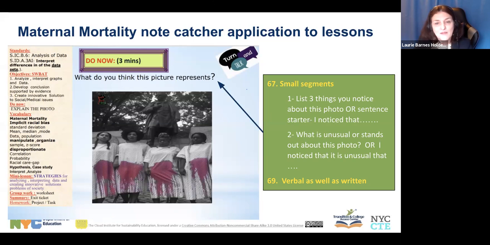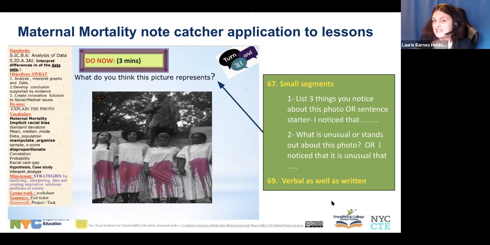They're going to be looking at it. They might not be quite sure what to do. So if we actually put this do now, same question, what do you think this picture represents? But then for some of our students say, list 3 things you notice about this photo. Or sentence starter, I noticed that. Or ask them what is unusual or stands out about this photo. Or I noticed that it is unusual that, and they could continue.